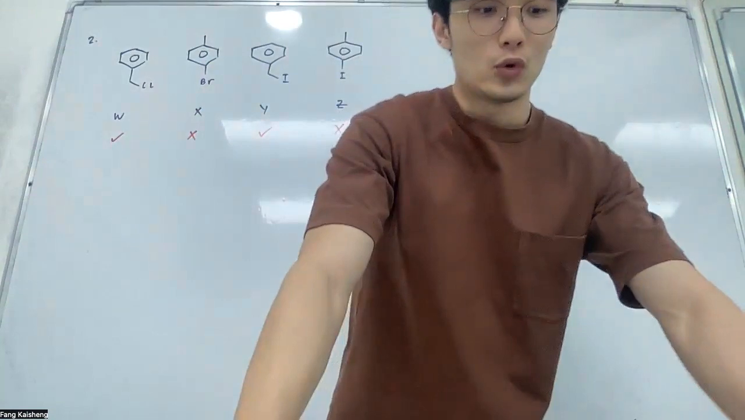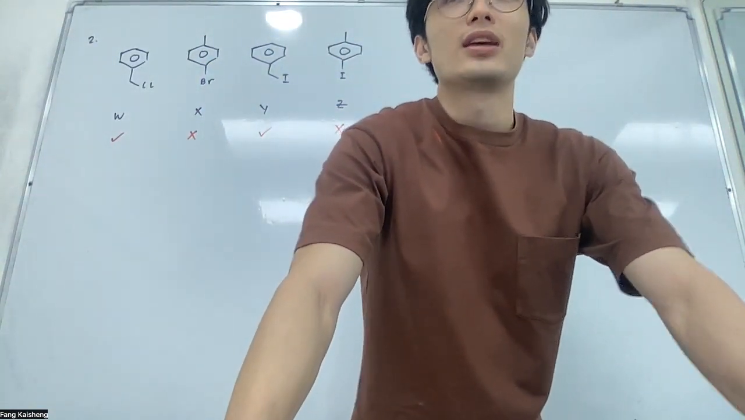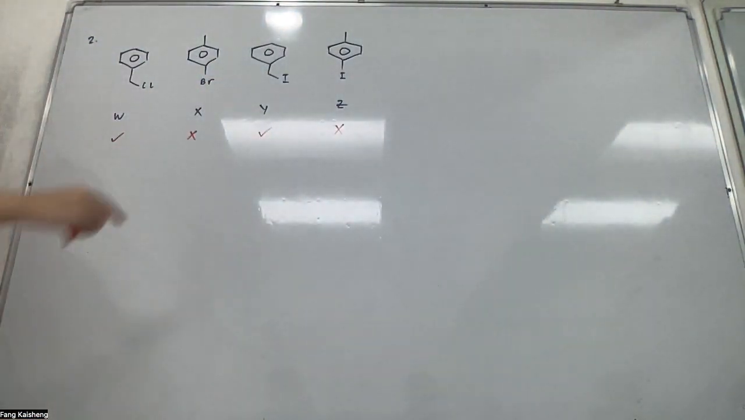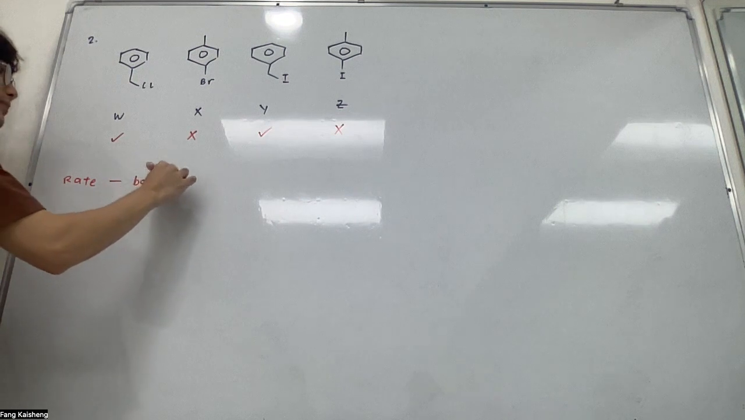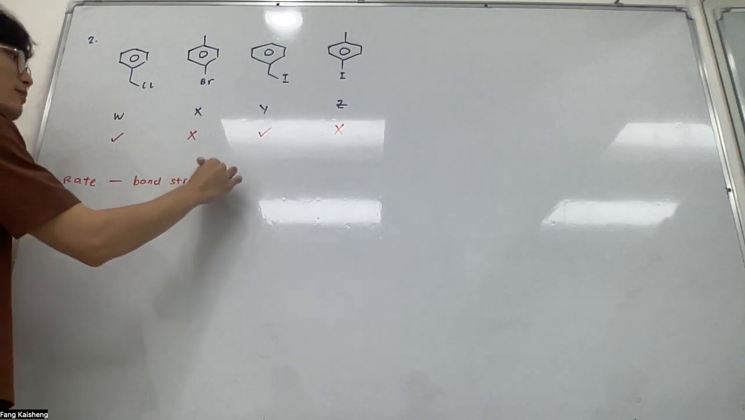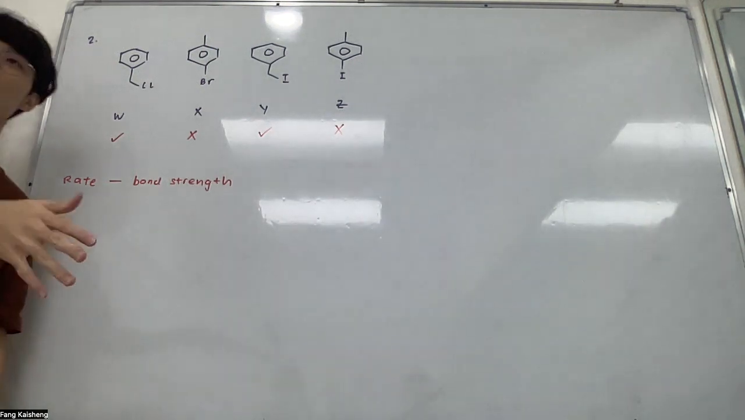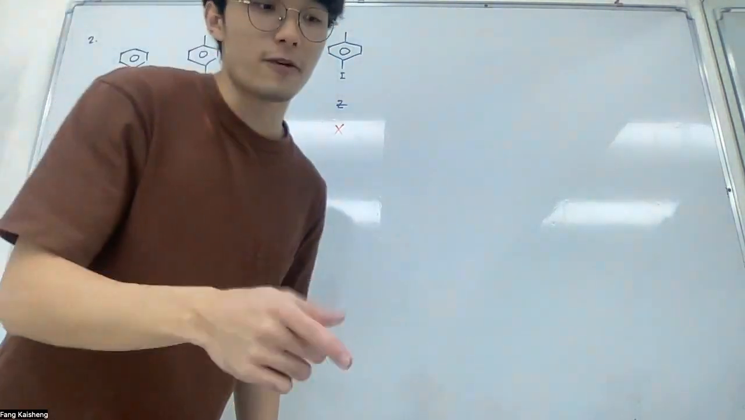How about number 2? The color of the precipitate which forms the fastest is white. Remember this is about rate. The rate of this nucleophilic substitution is dependent on bond strength. The weaker the bond, the faster. Stronger, definitely slower. They're saying the one that forms the fastest.